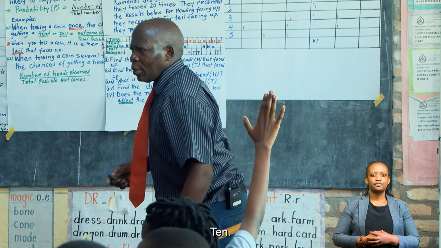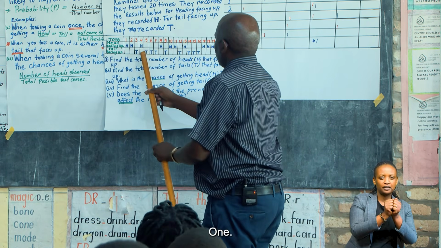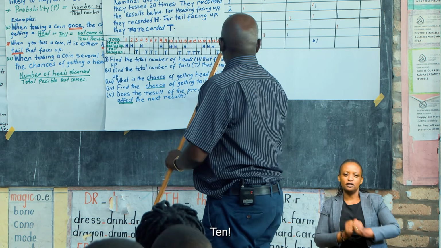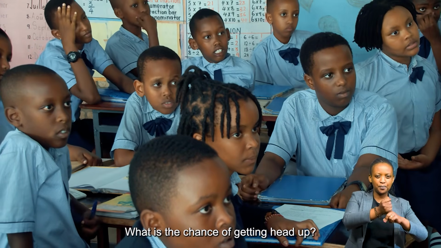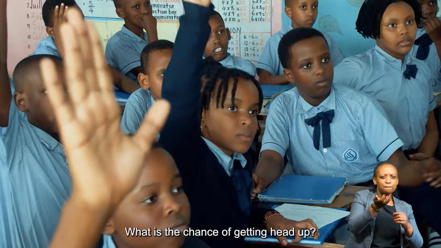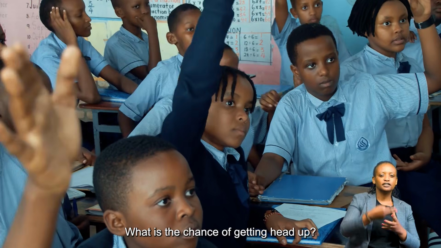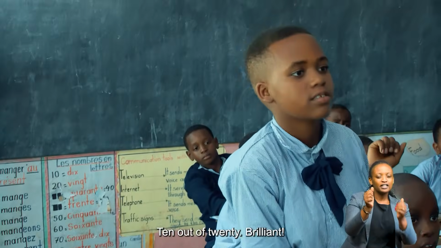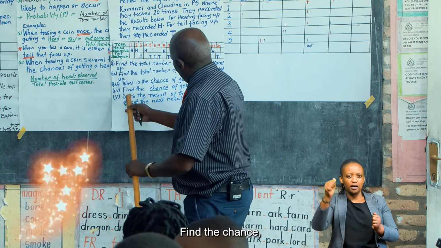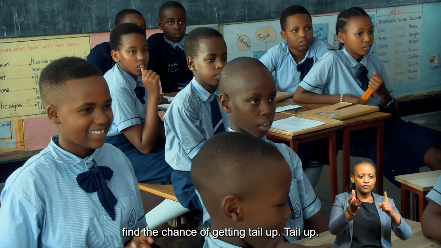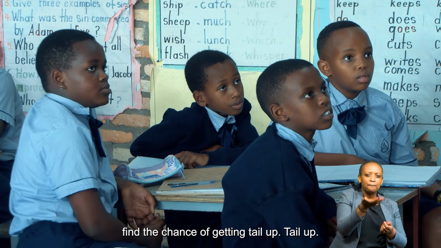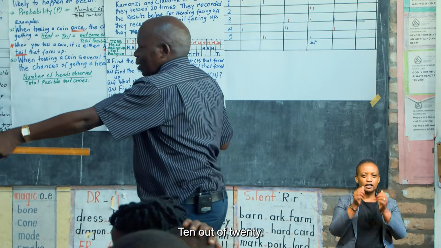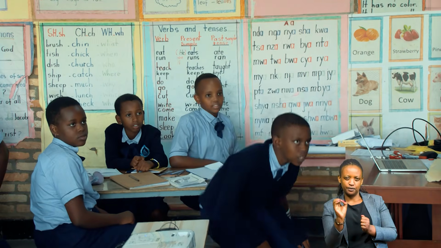Yes. 10. 1, 2, 3, 4, 5, 6, 7, 8, 9, 10. What is the chance of getting head up? Tiger? 10 out of 20. Brilliant. Find the chance of getting tail up. Tail up. Yes? 10 out of 20.